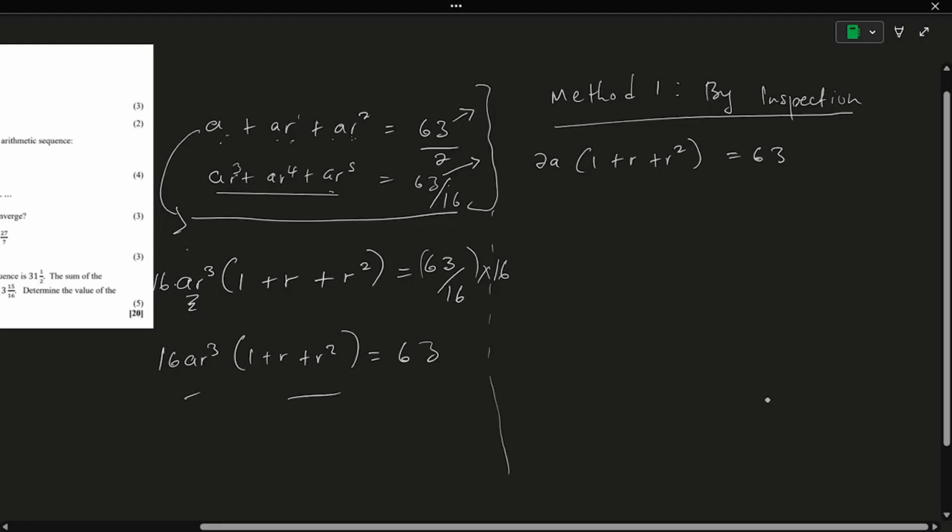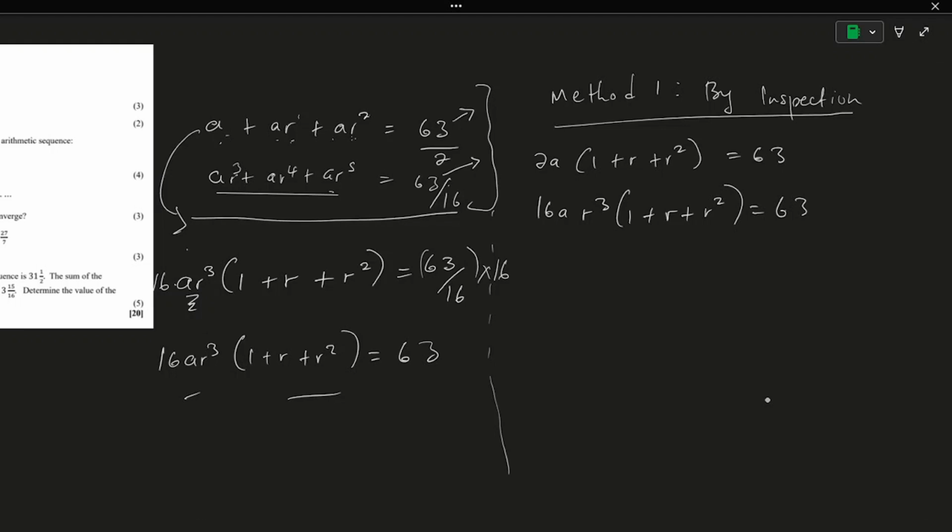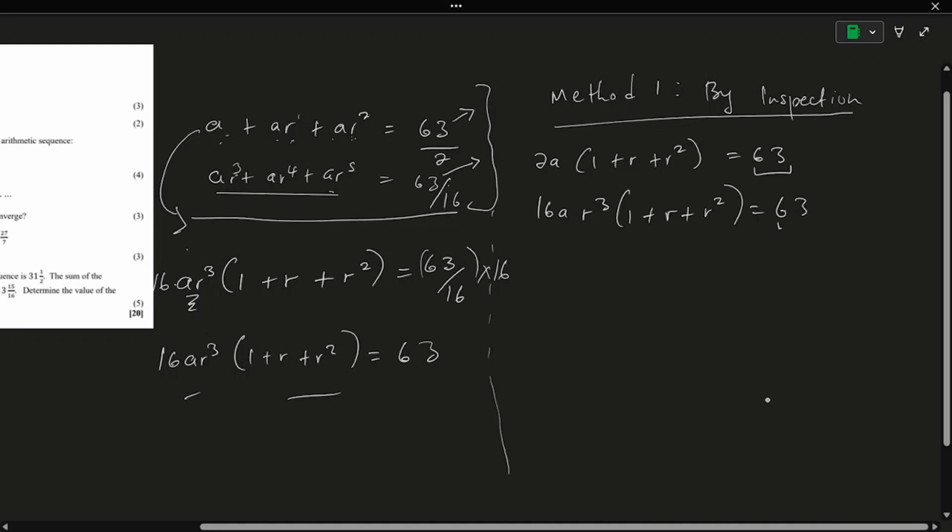So we take this and place it this side and say 16 AR cubed, 1 plus R squared being equal to 63, right? So now here's what solving by inspection does, right? We don't need to work very hard from here, because look at this. We see that these equations all equal 63, which means we can equate them, but not necessarily, because if 63 is equal to 63 and this part is equal to this part, and we know that A is equal to A, right?